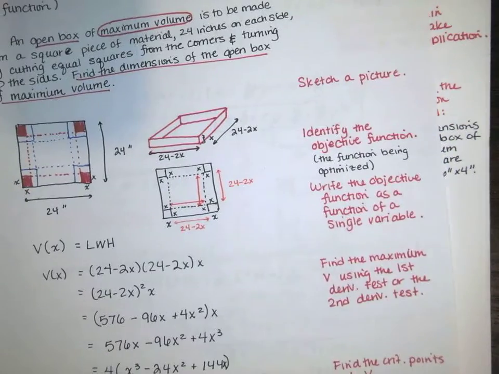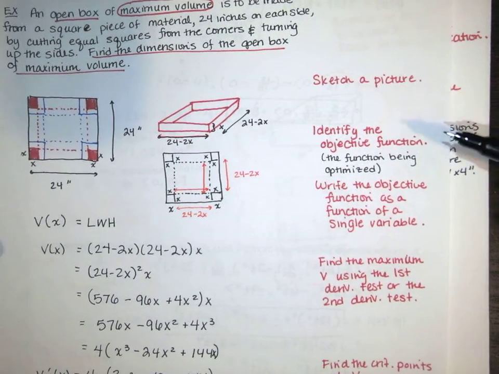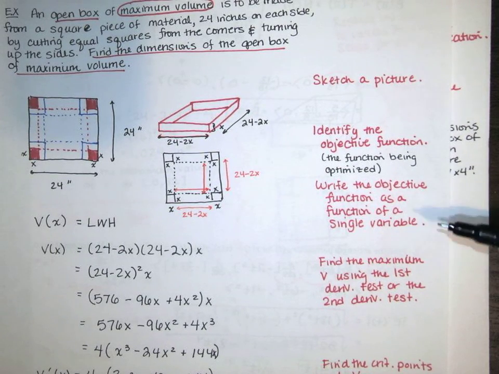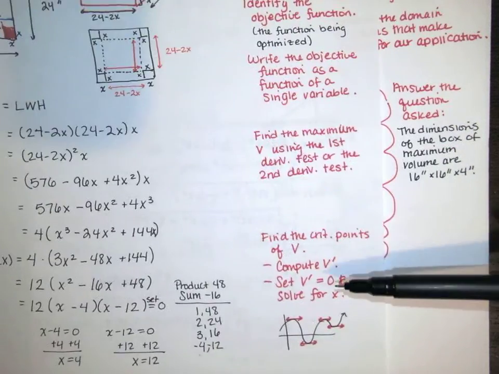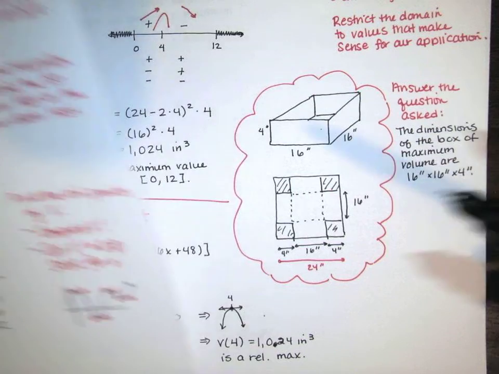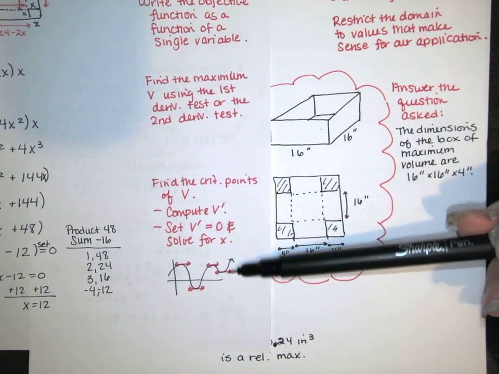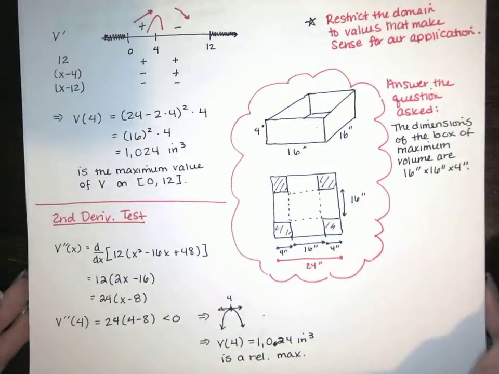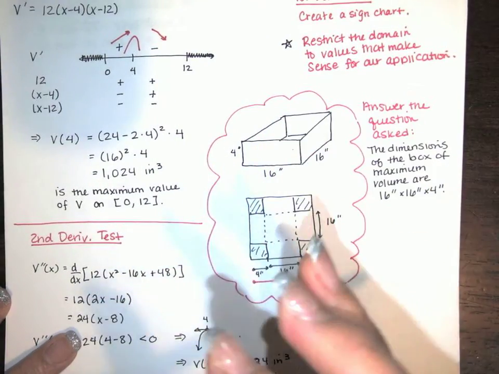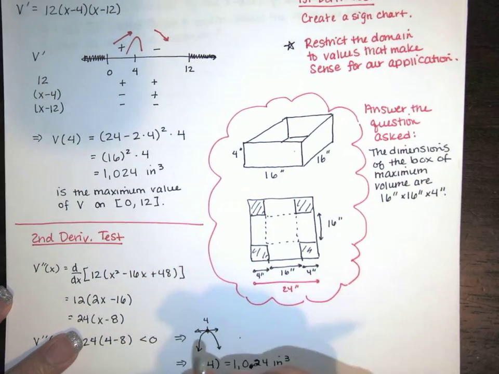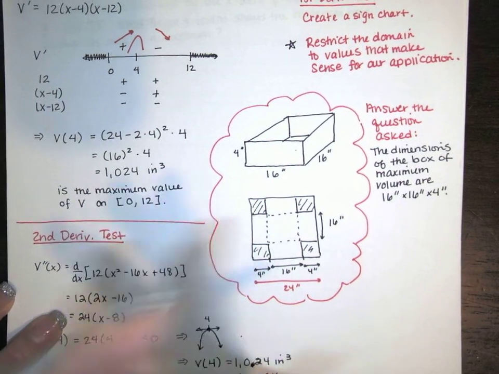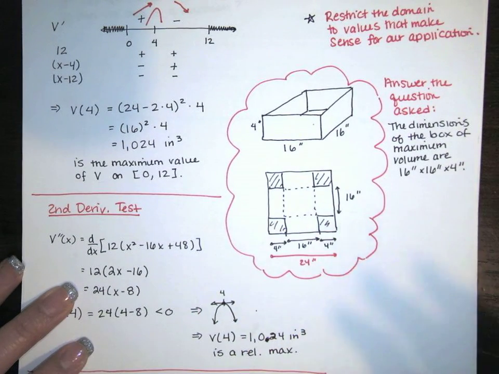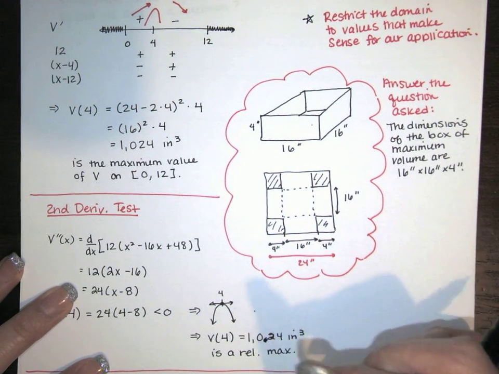Okay, so that's pretty much how it works. Sketch a picture, identify the function you're optimizing, write it as a function of a single variable, optimize it. You can use the first derivative test or the second derivative test, but remember the first thing you do is find the critical points. Now this is a really important step. Make sure that you restrict the domain to the values that actually make sense for your application problem. And then after you've done that, after you've optimized the function, you found the maximum or the minimum, make sure you answer the question that they asked you.